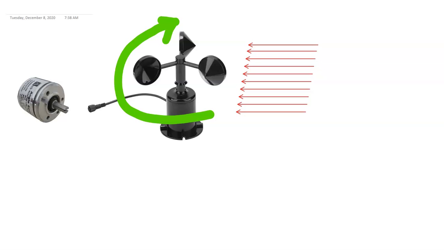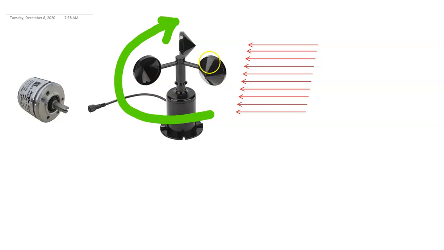Okay, hi everybody. Today we're going to talk about analog to digital conversion and some of the important considerations that we have to take into account when we do that process. So I want to start with an example here. Let's say that we wanted to measure this wind here, shown with these red arrows.